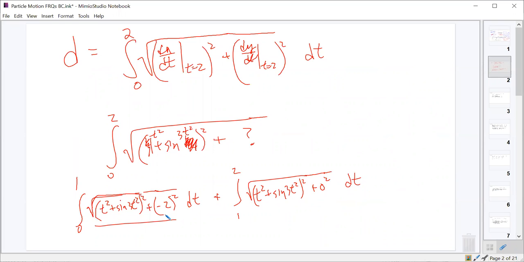Sorry, does that make sense or no? And then you get a value for that when you approximate it out, which is 4.350, our total distance traveled.